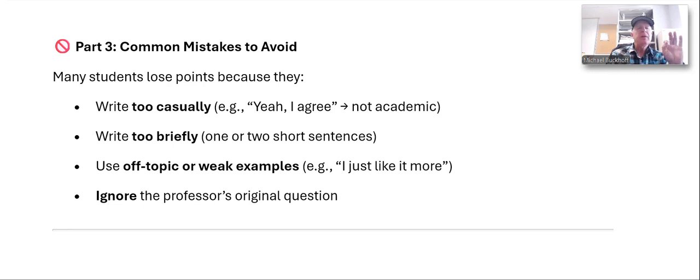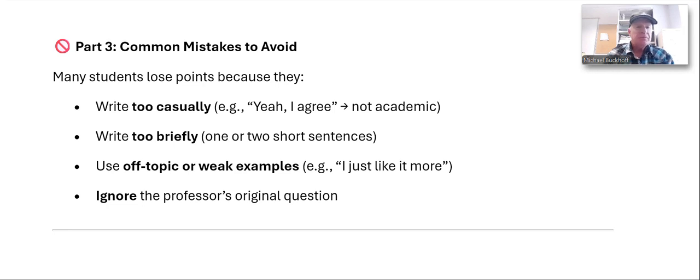Number 3, be careful of these common mistakes. So many students lose points because they write too casually. Yeah, I agree. Or they write too briefly, 1 or 2 short sentences, and that's not enough to contribute to a discussion. I have students that do this all the time in my writing courses at Cal State. It says clearly, it says in 50 to 100 words, contribute to at least 2 students' replies in the discussion. They don't do that, and they lose points.